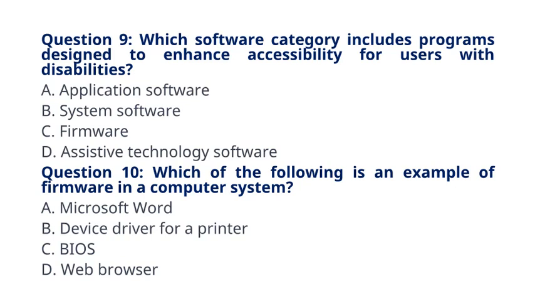Which of the following is an example of firmware in a computer system? A. Microsoft Word. B. Device driver for a printer. C. BIOS. D. Web browser. The correct answer to question 10 is option C. BIOS. Explanation: BIOS, Basic Input-Output System, is an example of firmware that controls hardware initialization during the boot process.